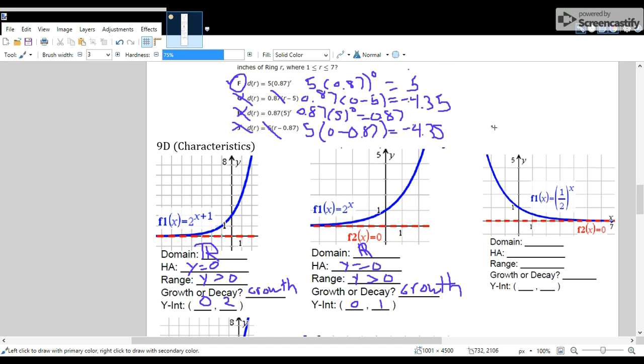Oh, the next one, domain. Still all real numbers. Your horizontal asymptote, still y equals 0. The range, carry down the y, carry down the 0. The graph is above the horizontal asymptote, so it's still greater than. It is a decay because the graph is decreasing. And the 1/2 is smaller than 1. And the y-intercept is 0, 1.